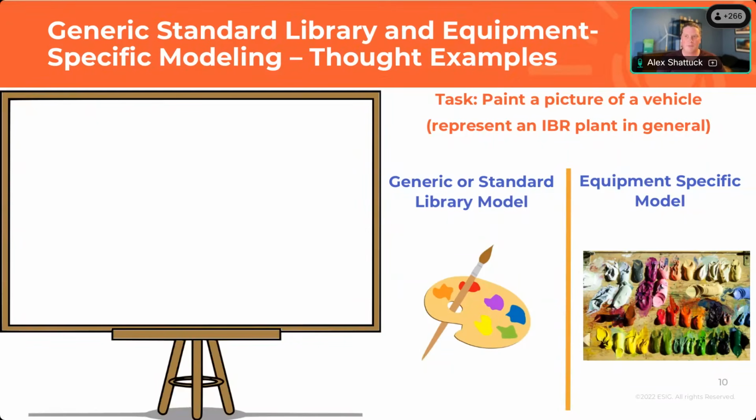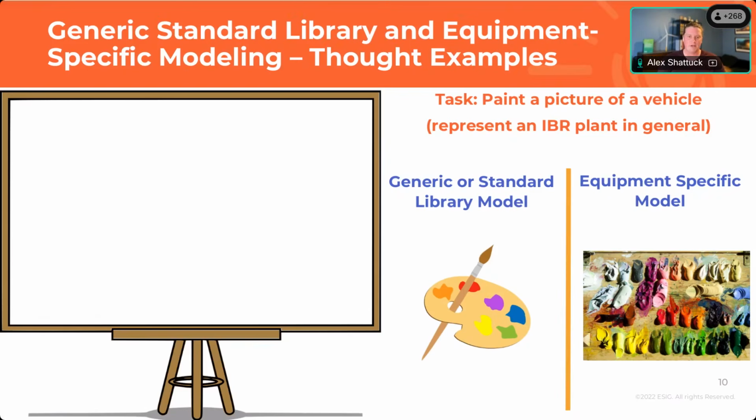So suppose you're given a task, and the task is to paint a car or a vehicle, right? Any vehicle. And this is kind of mapped to, show me a representation of an inverter-based resource plant. Any inverter-based resource plant, that's the task.